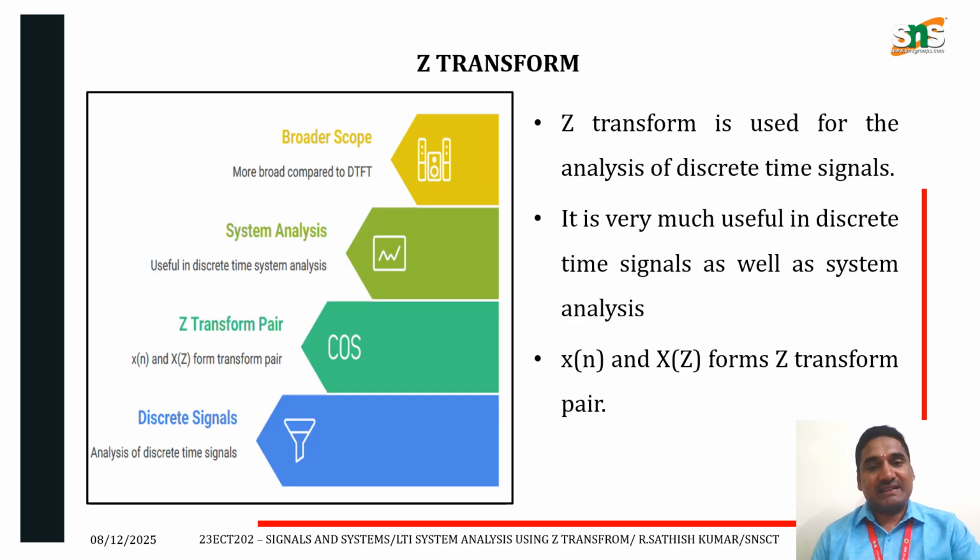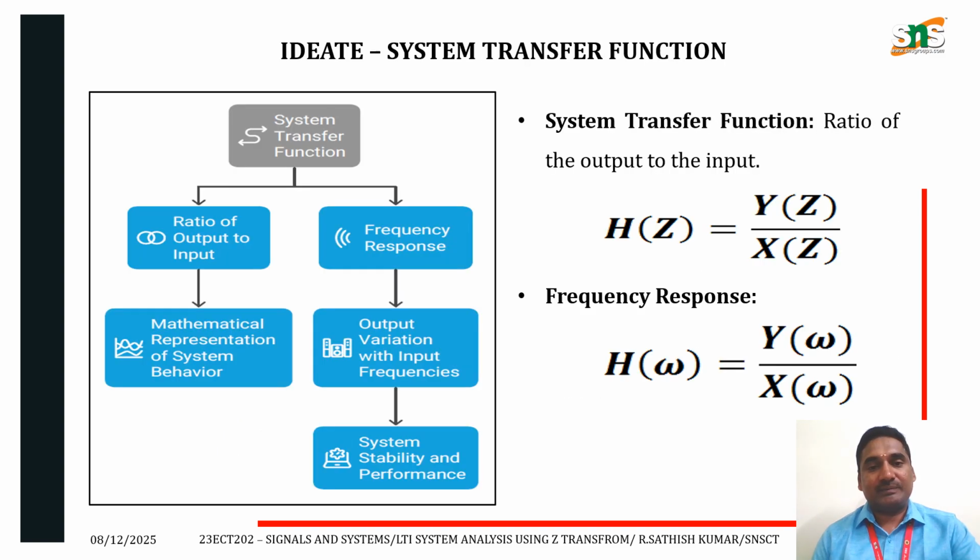Next one is the Z transform. Z transform is used for analysis of discrete time signals. It is very useful in discrete time signal as well as system analysis. Z transform can be represented as X of z is equal to summation n is equal to minus infinity to plus infinity x of n into z power minus n. x of n and X of z form the Z transform pair.